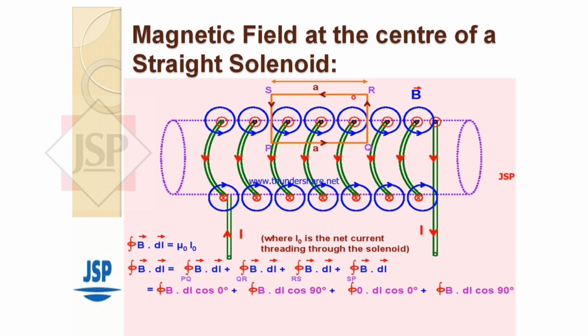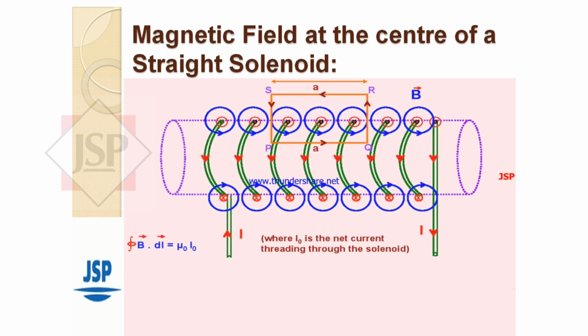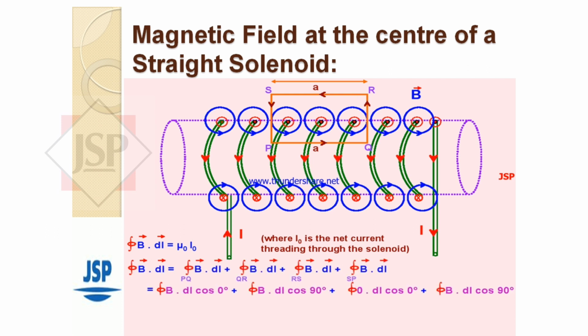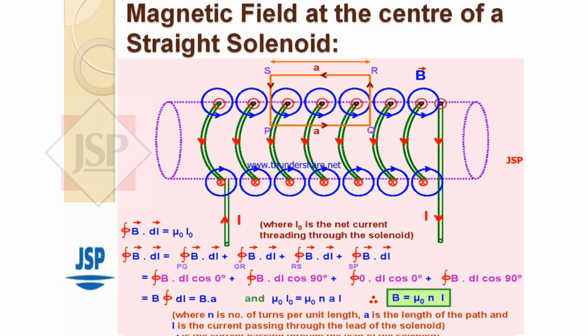B∫dl = B l, and μ₀I₀ = μ₀nlI. Therefore B = μ₀nI, where n is the number of turns per unit length, l is the length of the path and I is the current passing through the lead of the solenoid.